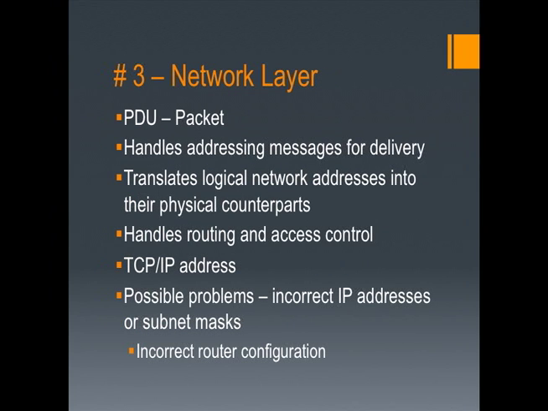The third layer is the network layer. Its PDU is a packet. It handles addressing messages for delivery, translates logical network addresses into their physical counterparts, and handles routing and access control. It uses TCP/IP addresses. Possible problems are incorrect IP addresses or subnet masks and incorrect router configuration.